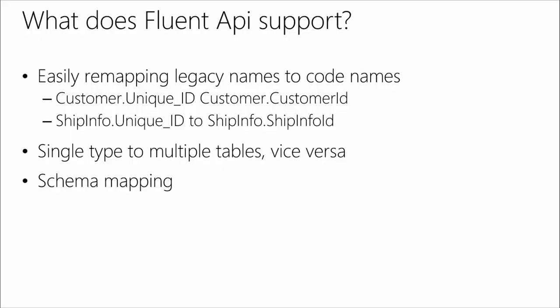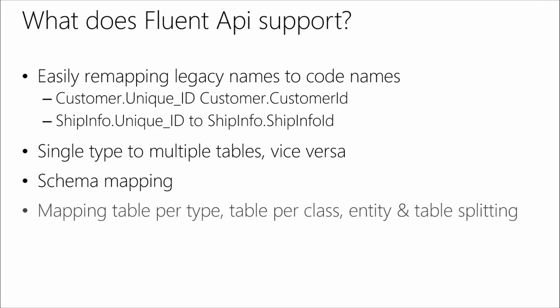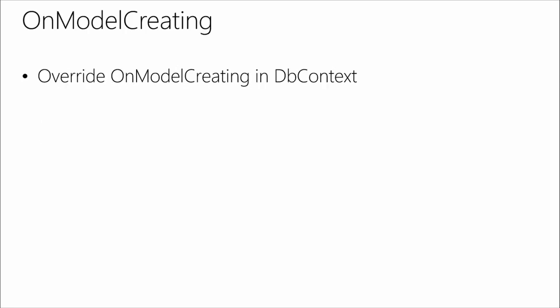You can go single type to multiple tables. For example, you could have an album, and you could split that out to multiple tables in your database, and vice versa. You could have multiple entities that combine to a single table in your database. Schema mapping, I'll show you how you can specify your schema here. Mapping table per type, table per class, and then table splitting, kind of what I was touching upon, where you can have 2-to-1, 1-to-2, 1-to-many table versus type. You can specify keys, length, index, many different things.